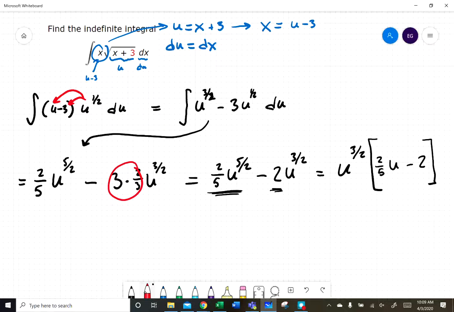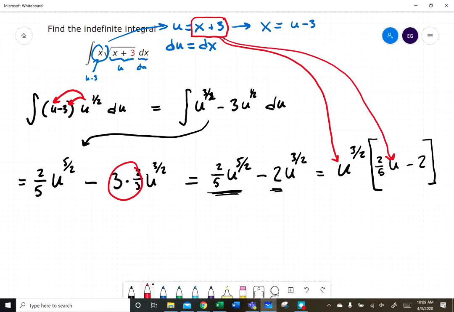So now remember, this substitution, this change of variable, is just temporary. So now we could take the x plus 3 and replace it back in wherever we see a u. Okay, so I'll switch colors because we're switching back variables. So now we're at x plus 3 to the power 3/2, so that's this first term, times, we have 2/5 x plus 3, and we have a minus 2.